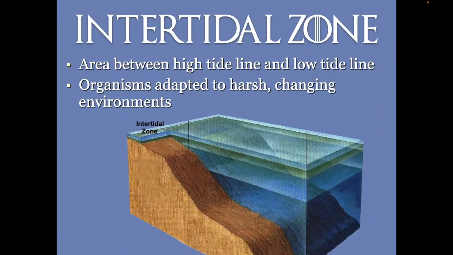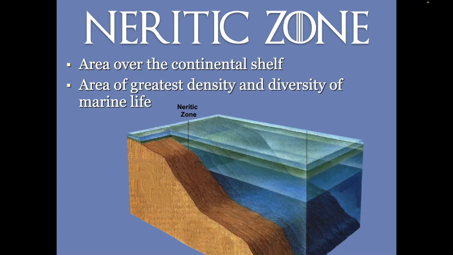So as we said, the intertidal zone is an area between the high tide and low tide. It's at the coast. We have a lot of organisms that can be adapted to the change in tides. So we have maybe clams and crabs, some of these animals that can be adapted to this change of environment. The neritic zone, we said, is the area covering the continental shelf.